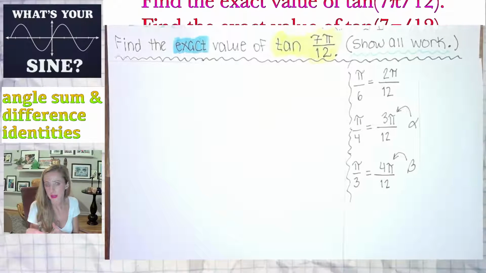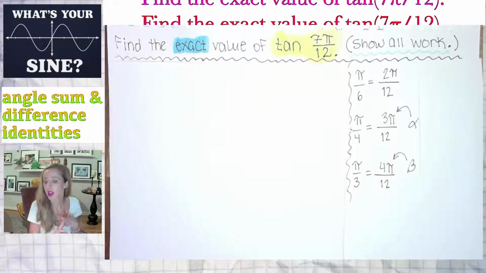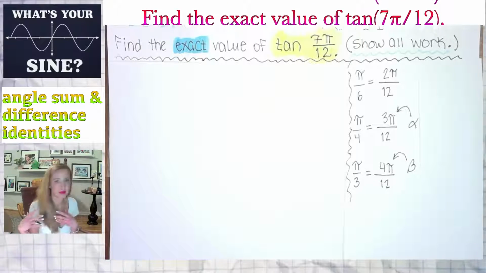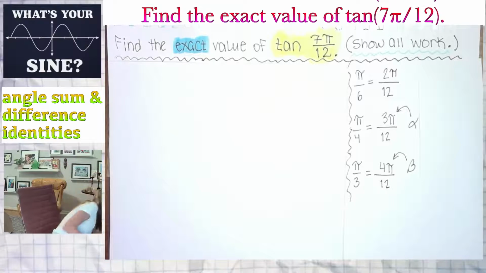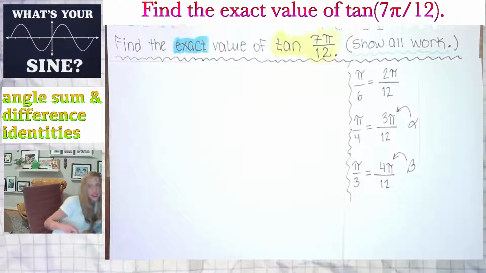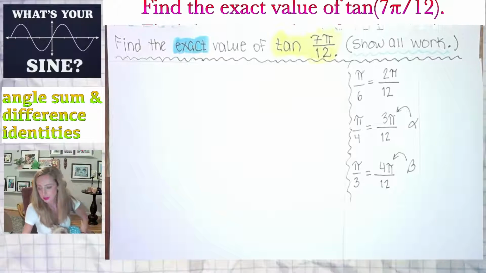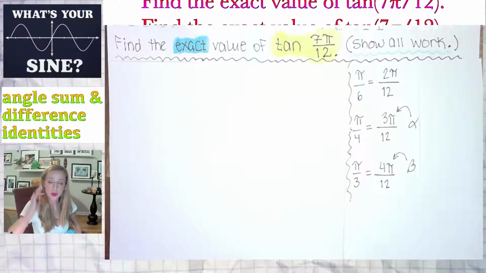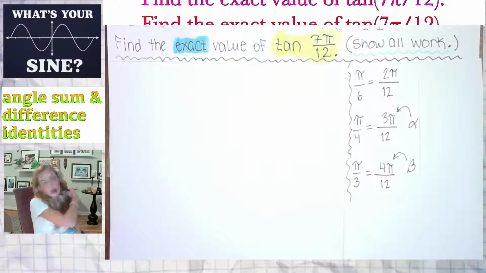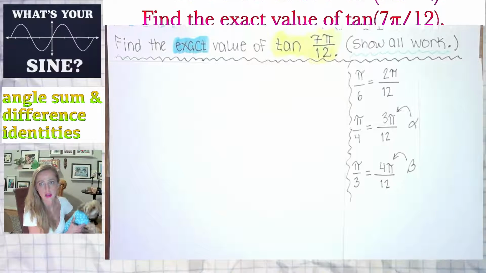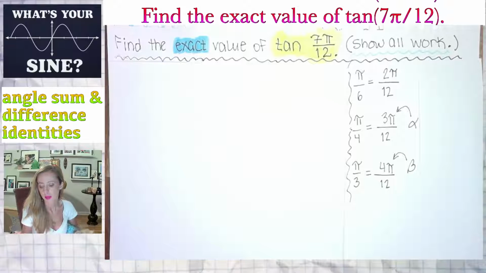Also, it should be noted that this is part of a unit where we use the angle sum and difference identities. So we will be applying those in order to do this problem. This could be done, however, using the half angle identity if you've gotten to that, but that's not where we are right now.